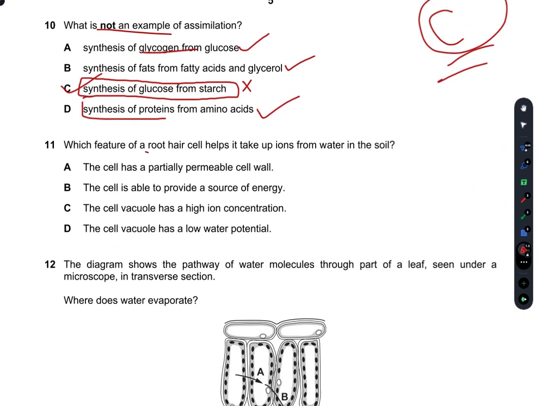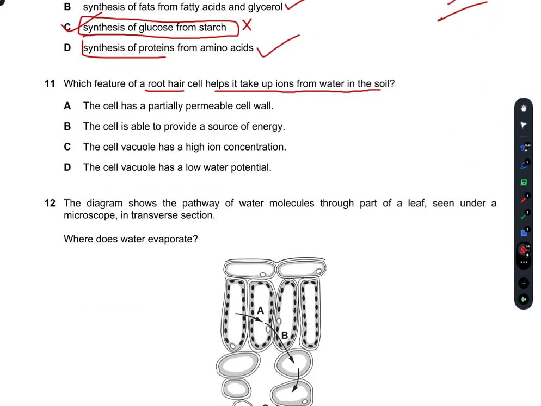Which feature of a root hair cell helps it to take in ions from water in the soil? The cell has a partially permeable cell wall. Yes, it does have this, but is it a suitable feature?